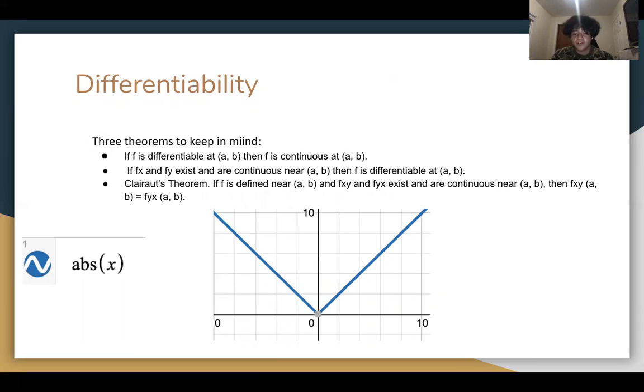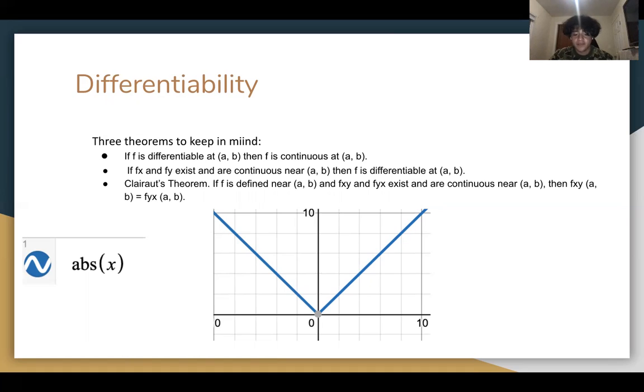Like the second order partial derivatives, the differentiability is also given by these three theorems. These theorems state that the points that you are on are able to be differentiated.